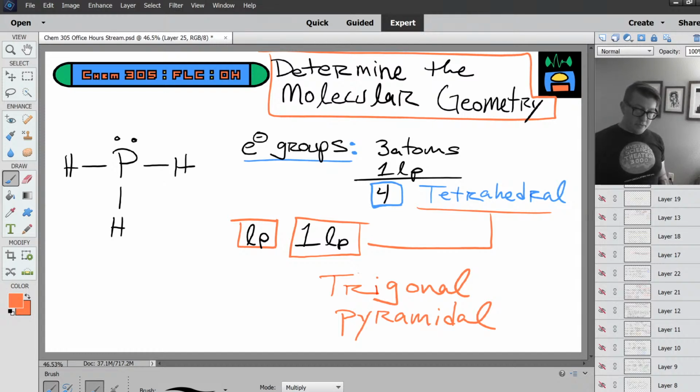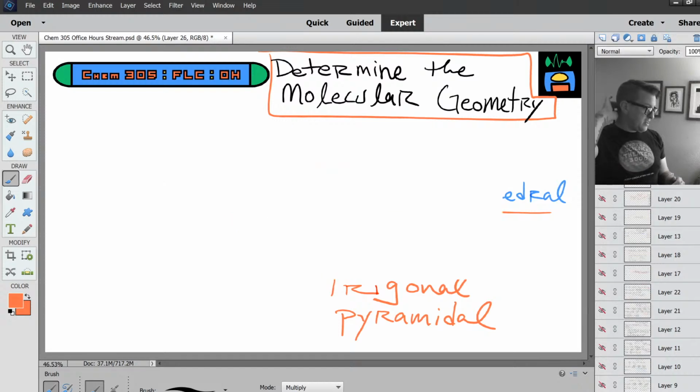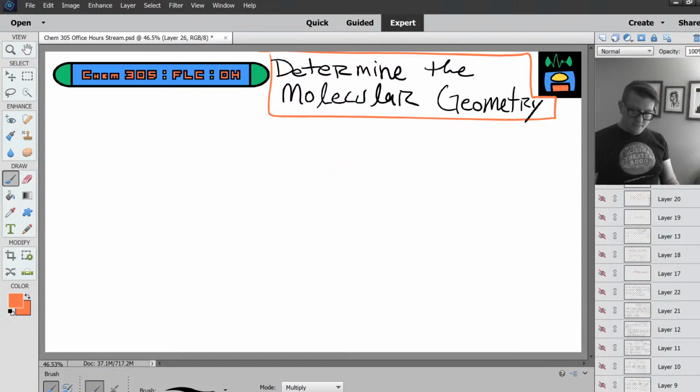So this one would be trigonal pyramidal because we have a tetrahedral electronic geometry with one lone pair on our central atom. Let's do one more and then we'll move on, because I know we're getting other types of questions, but I want to do one more here. Let's do tellurium difluoride.